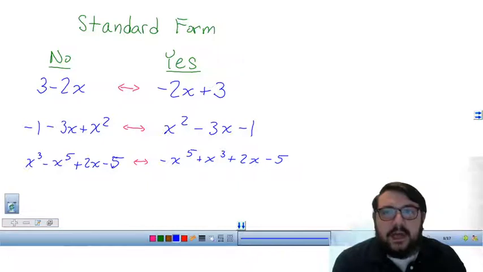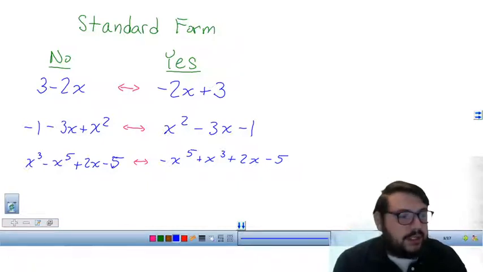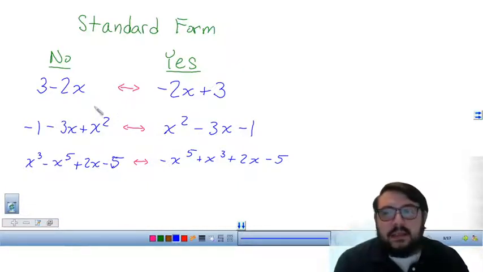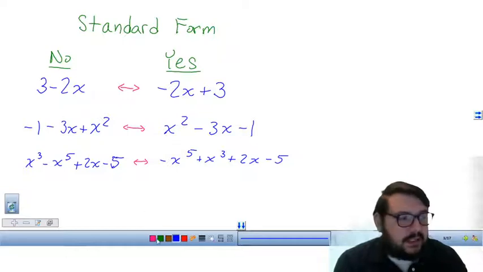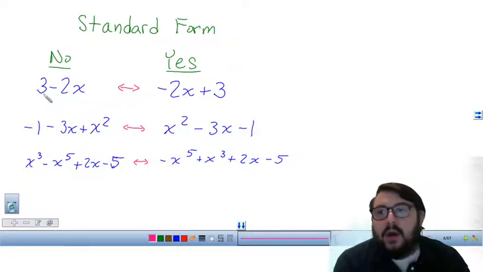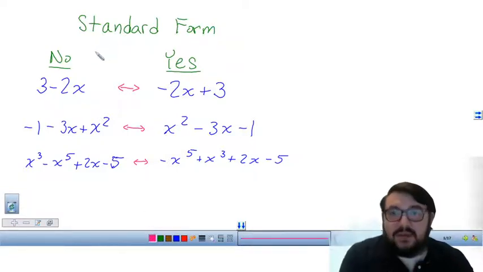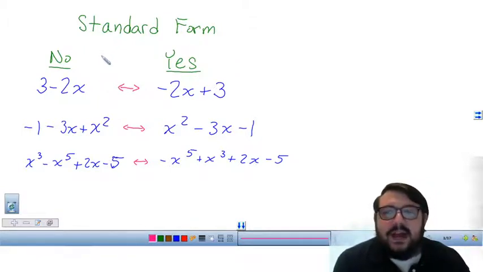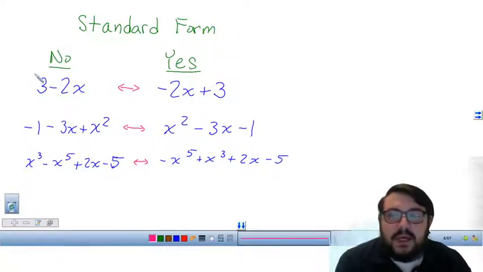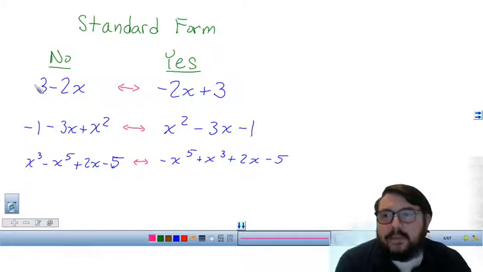Today we're going to take a look at how to put an expression into standard form. This is a very simple process, so let's get started. Okay, so standard form is a really easy thing to do. It has a kind of fancy name, but basically what we're doing when we do standard form is we're really just organizing our terms. I have a few previous videos about how to identify terms, so if you haven't seen those yet, you should probably go back and take a look.